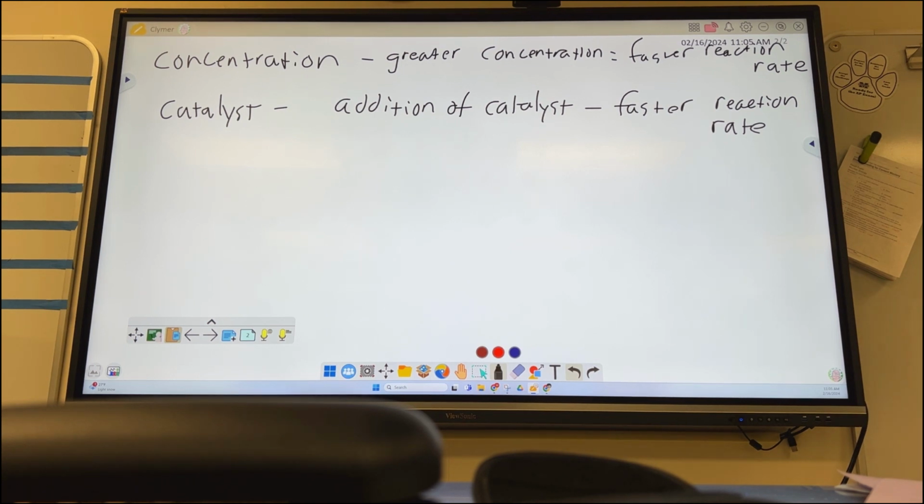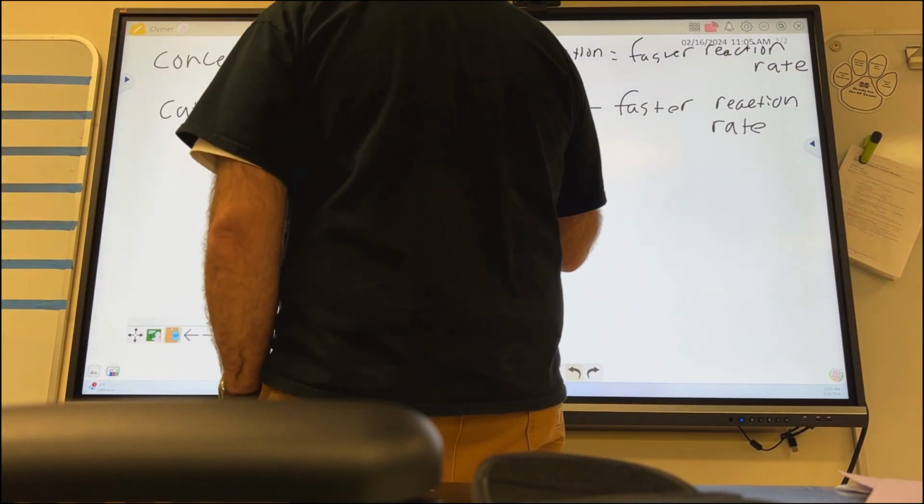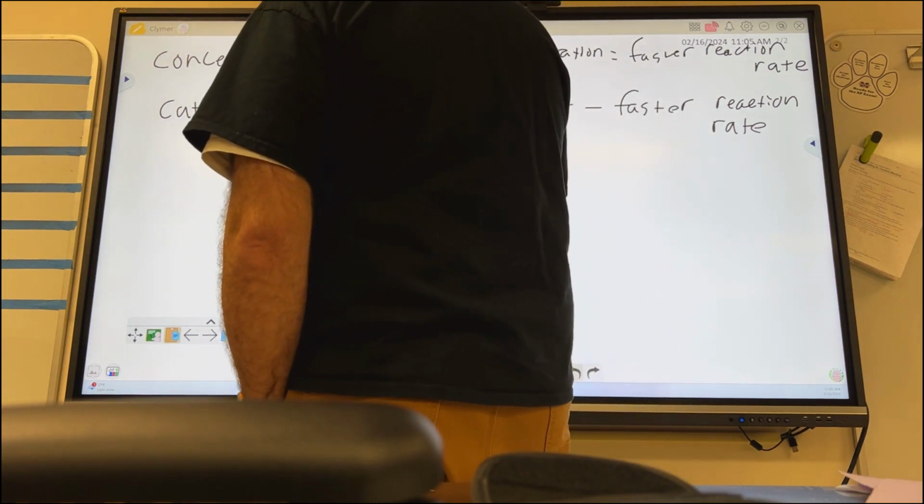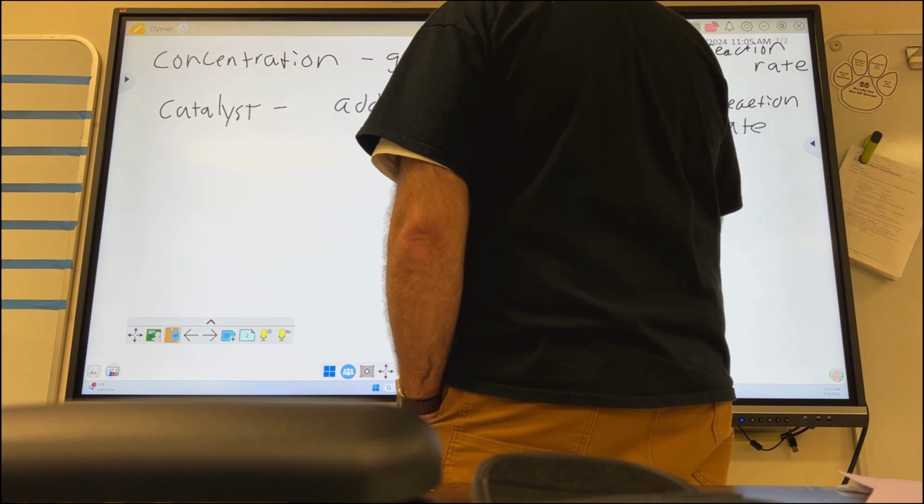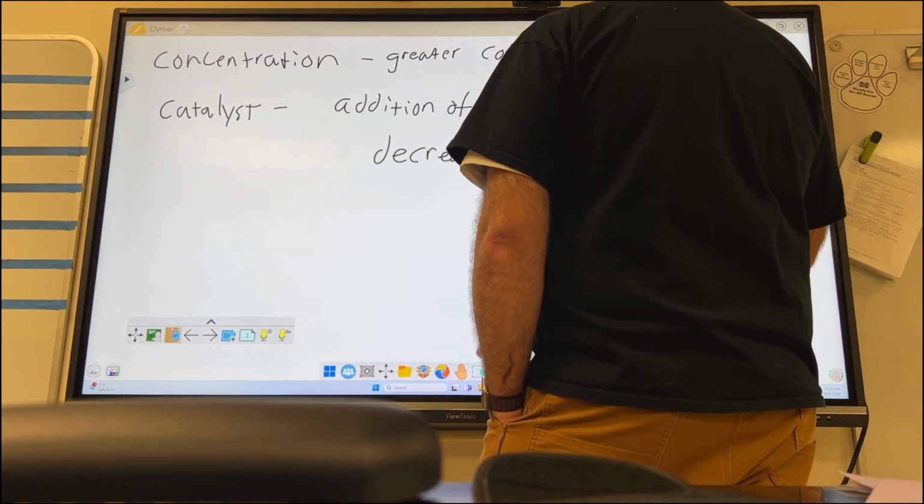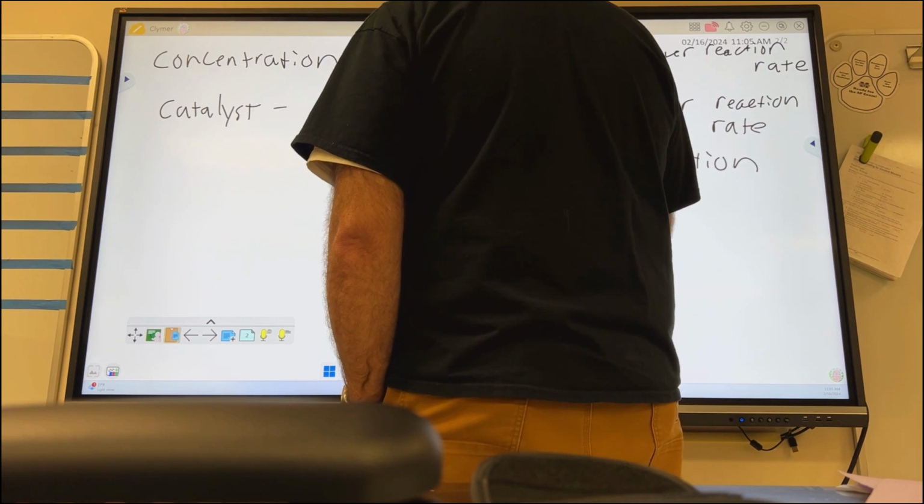And a catalyst works in a similar way. It doesn't actually do anything. The same puzzle has to be made, but if things are lined up better, that's what a catalyst allows you to do. And by definition, the catalyst decreases the activation energy.